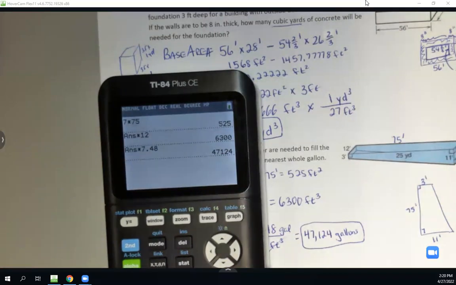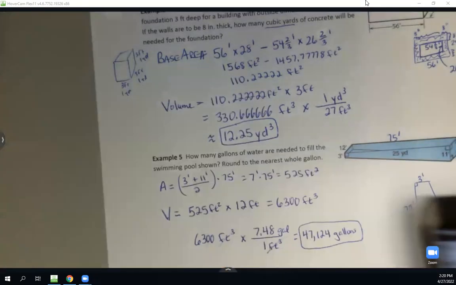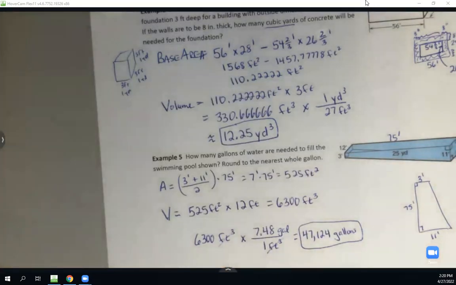Does that make sense? So if you want to fill up your pool, it's going to take about 47,000 gallons in order for you to do that. Okay. Is that horrible?